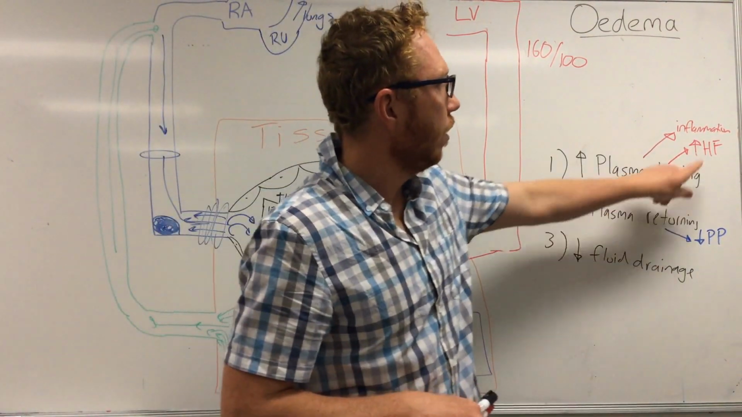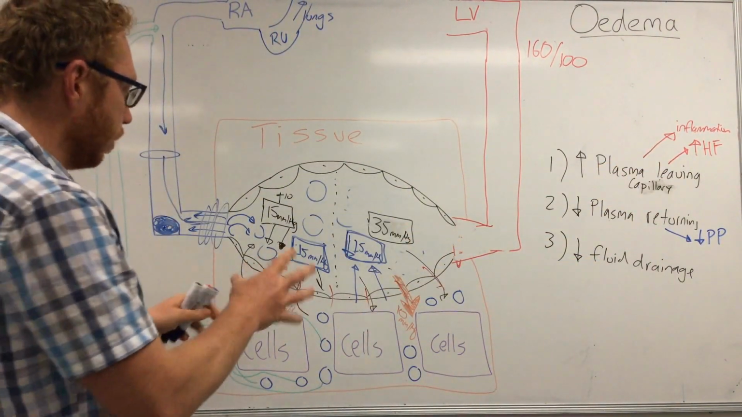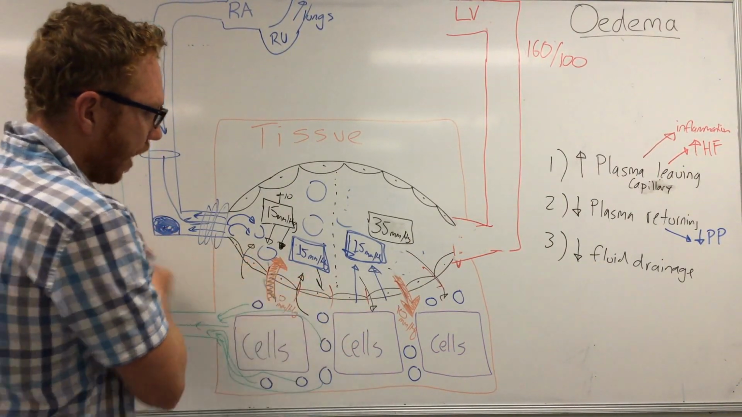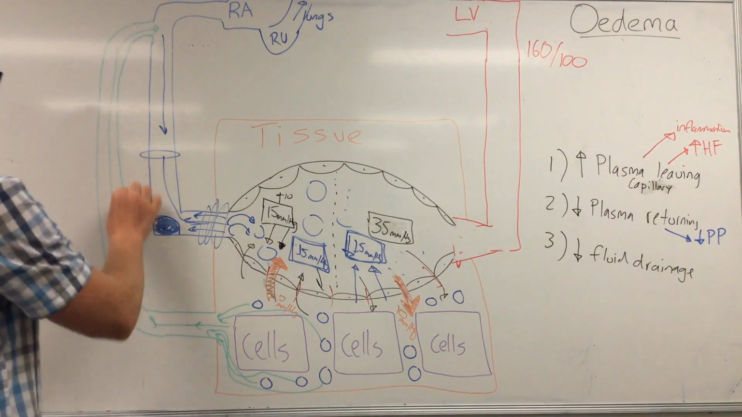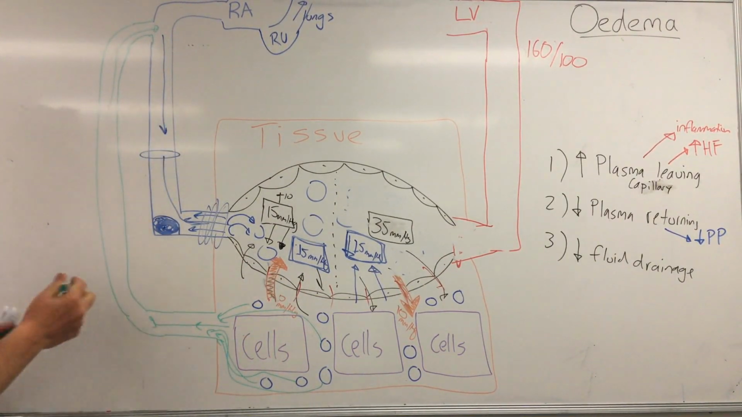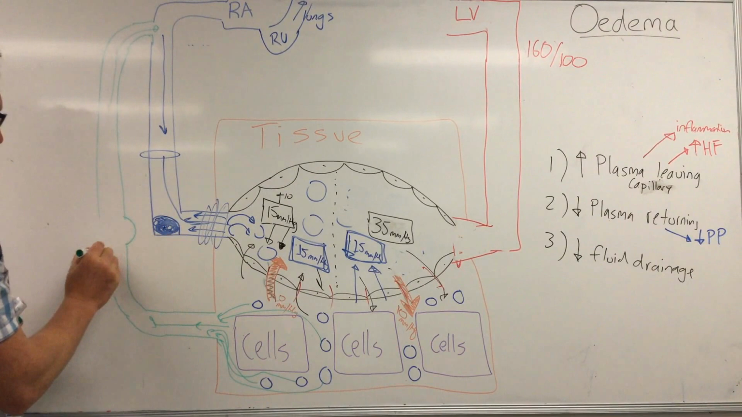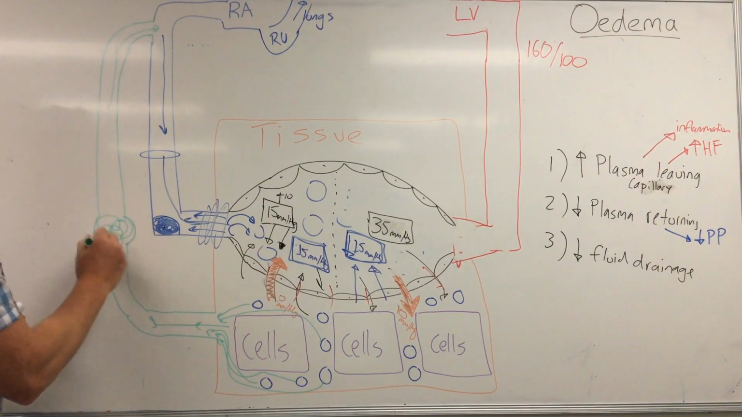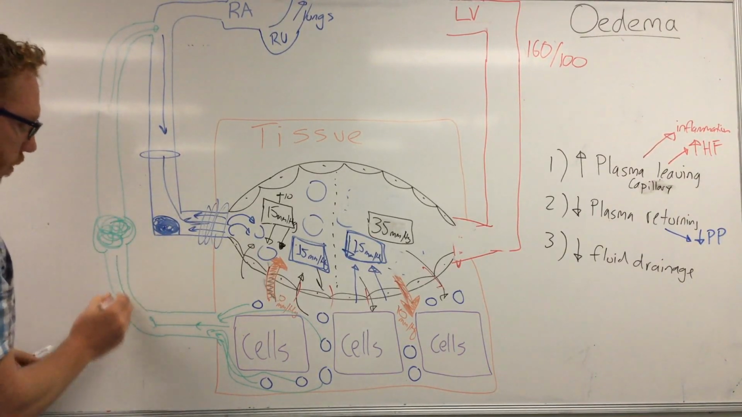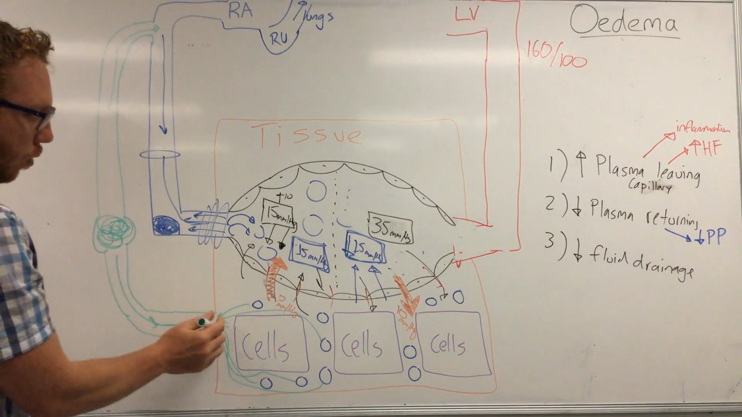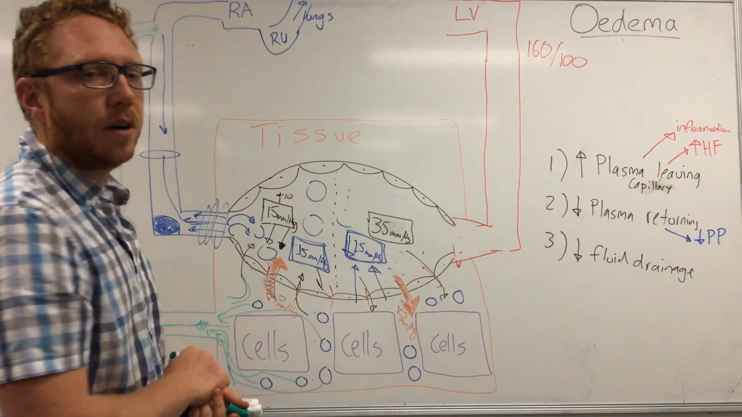So far we've got three: 1, 2, 3. Finally, we move to the fluid drainage. What causes a decrease in fluid draining out of the tissue? Well, a good example is if you have some problem with your lymphatics. So let's say this is a lymphatic node, okay? If this becomes blocked up with an infection or it becomes blocked up with a cancer, that's going to cause a decrease in drainage, therefore fluid would stay in the tissue. And this is a type of lymphedema, okay?